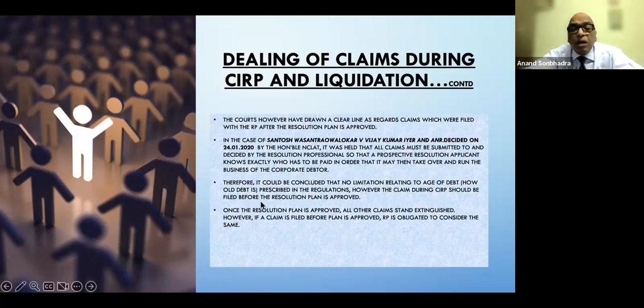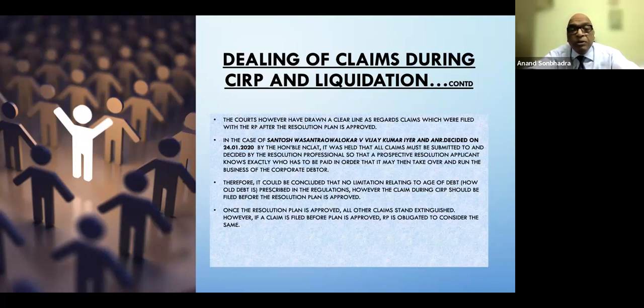So we can conclude here that no limitation relating to the age of debt, how old a debt is, is prescribed in the regulation. There's nothing in the regulation. However, the claim during CRP should be filed before the resolution plan is approved. That's very clear. And once the resolution plan is approved, all claims stand extinguished.